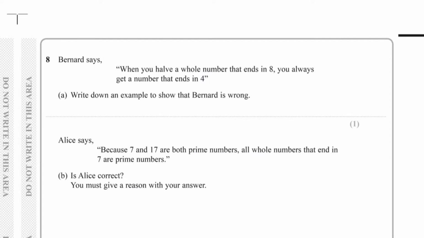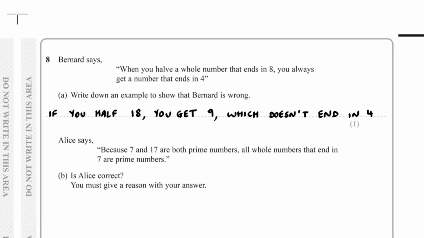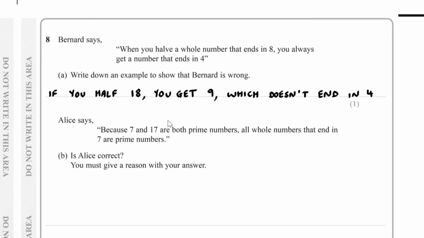Question number 8. Bernard says, when you have a whole number that ends in 8, you always get a number that ends in 4. And for part A, we have to write down an example to show that Bernard is wrong. Well, if I have 18, the 18 ends in an 8, we get 9. And the 9 here does not end in a 4. So here we have shown through an example that Bernard is wrong.